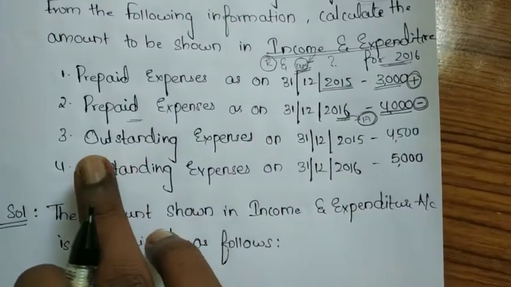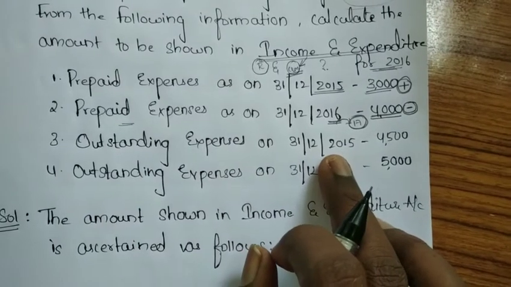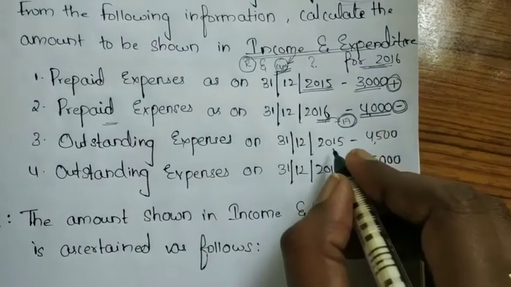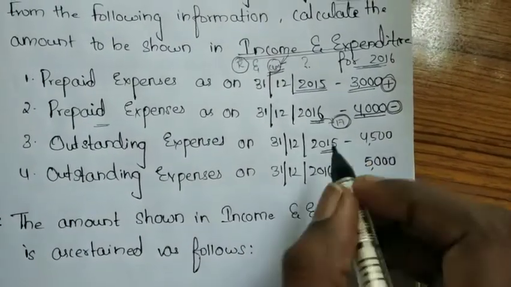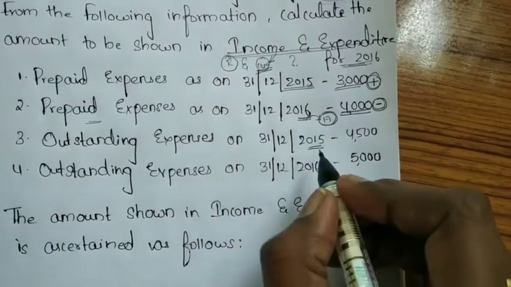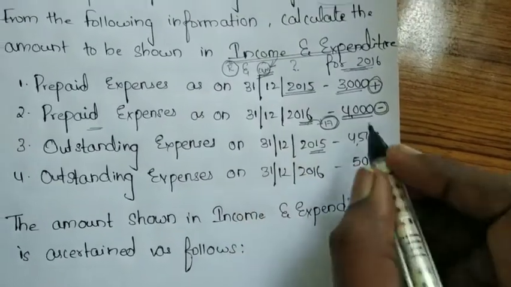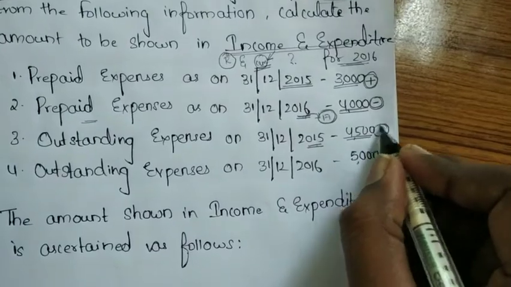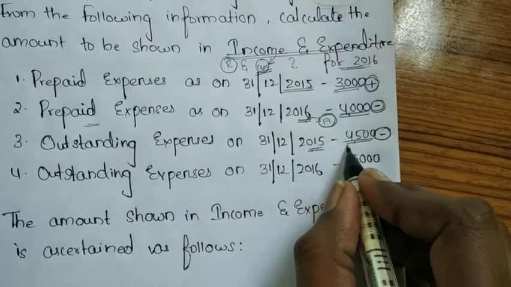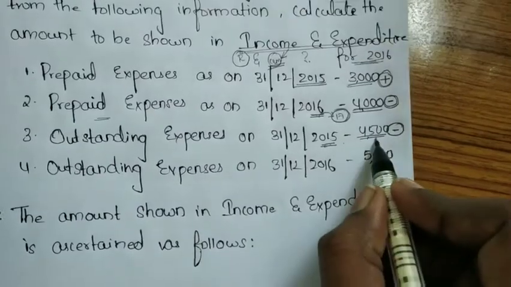And see the next point, the third one. Outstanding expenses on 31/12/2015. Outstanding expenses mean the expenses which are still to be paid, and were paid in 2015. Still to be paid means these expenses are related to the previous year or the same year, that means this expenditure is related to 2015 or 2014. So we have to deduct this amount. Why are we deducting this amount? This expenditure is not related to 2016. This is related to 2015 or 2014, so we have to deduct this amount.